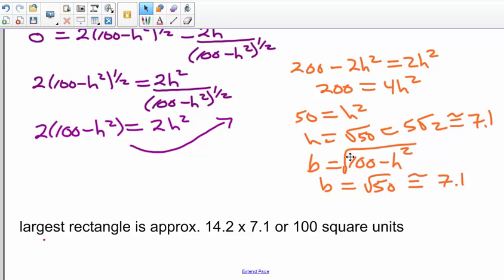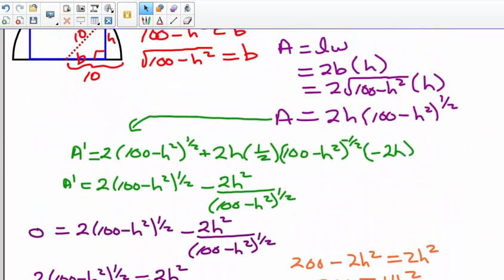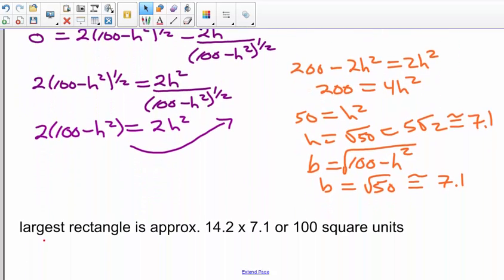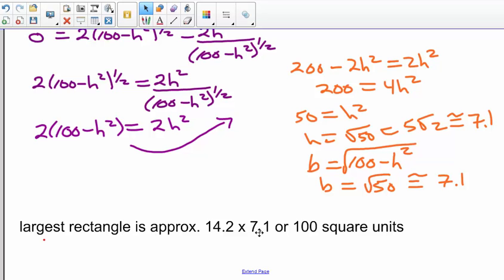When I plug that back in to find b, I find that essentially h was root 50, so h squared is 50, and so b ends up being 7.1 as well. Last thing to realize and to recognize is that b was only half of the length of my rectangle, and so the actual rectangle will be 14.2 by 7.1, or approximately 100 square units.